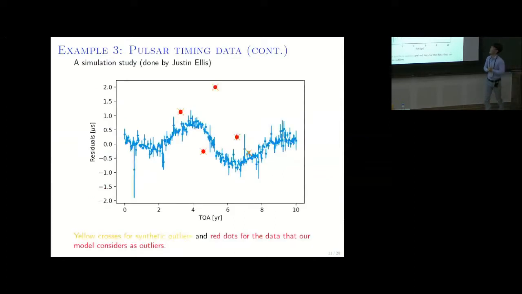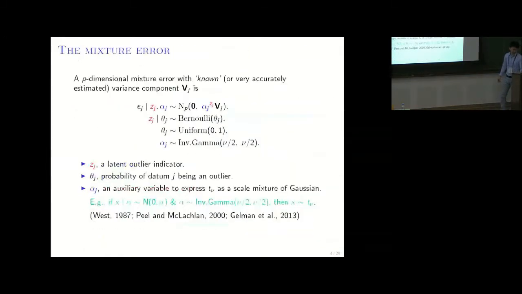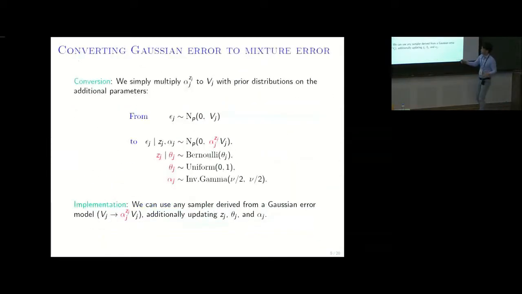So here is an example of a simulation study. Actually, our collaboration is quite interesting because, as I told you, what I needed to know was his sampler. If I know his sampler, then I can just build an add-on to convert his Gaussian error model into a mixture error model. So I wanted to know his sampler, so I asked him to give me the code.